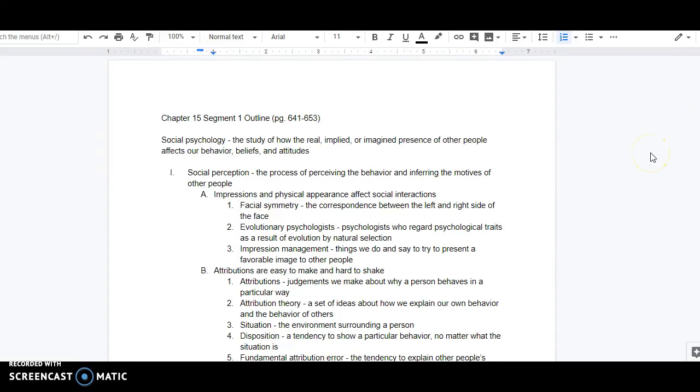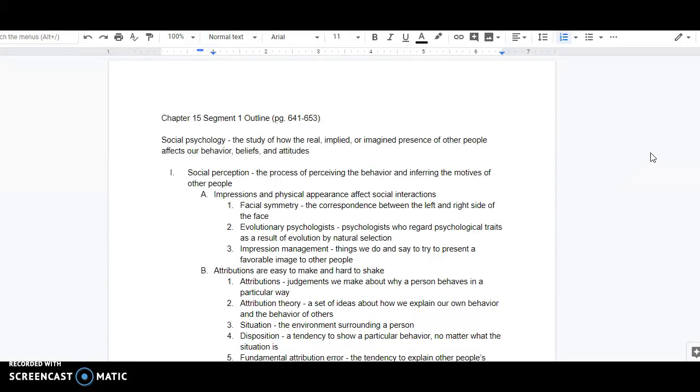This is the Chapter 15, Segment 1 outline, and this chapter is all about social psychology, so the study of how the real, implied, or imagined presence of other people affects our behavior, beliefs, and attitudes. So, the first big category we cover is social perception. This is the process of perceiving the behavior and inferring the motives of other people.